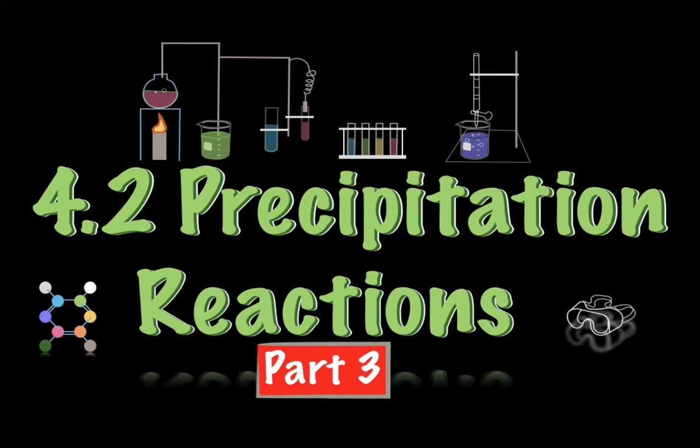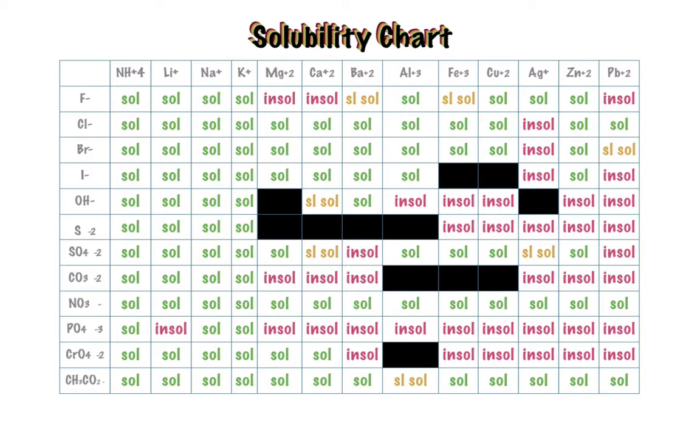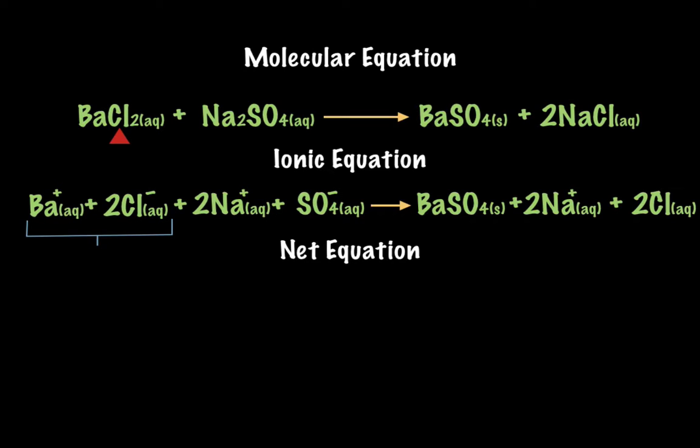In this video we're going to complete precipitation reactions and take a closer look at how to use the solubility chart. So we're going to explore the reaction that we did in the previous video in part 2, and we're going to look at each one of these species and see how it relates to the solubility chart and how I can use the solubility chart to predict whether there will be a reaction or no reaction.